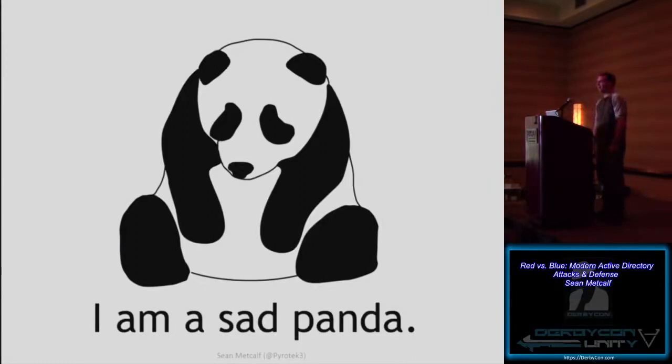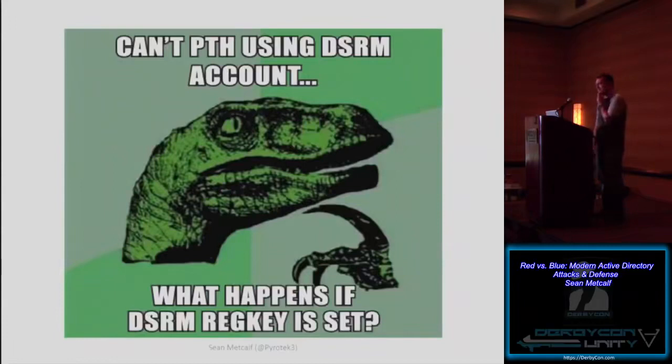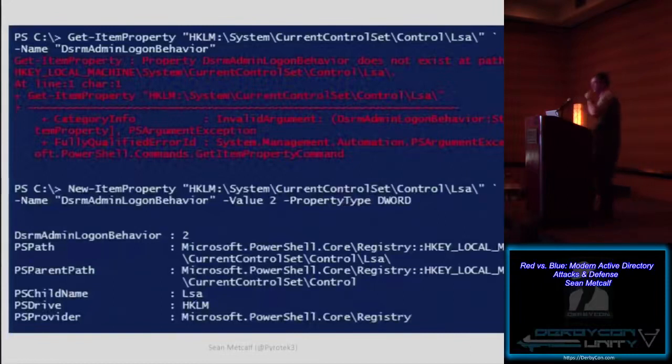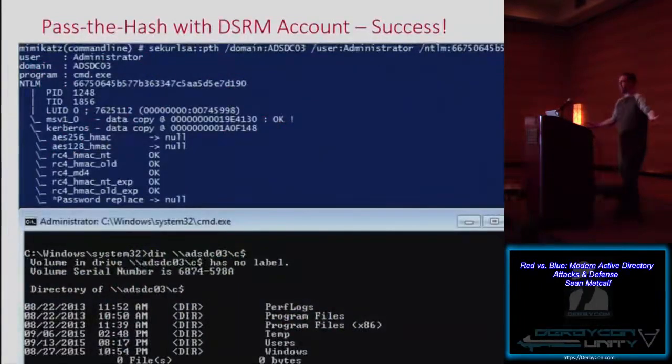So we thought about it. Can't pass the hash using the DSRM account. But what happens if we change that registry key, that DSRM admin logon registry key, which doesn't exist by default? Well, if you set it to 2, which is what admins do in order to log on with the DSRM account without having to shut down the AD service or rebooting. Boom! We were able to pass the hash using the DSRM account. We got access to the file system on that server, this domain controller, with that DSRM account.